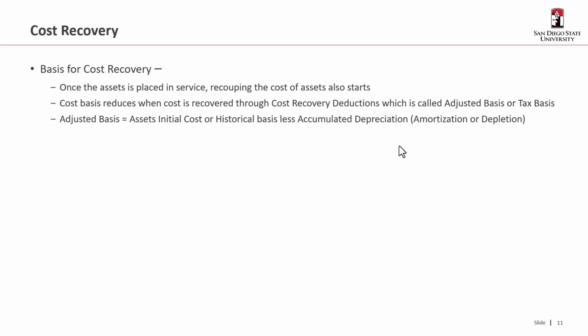So your basis is reduced through cost recovery. That's why we often use the term adjusted basis, because we've adjusted the basis for any element of cost recovery we might have had. So adjusted basis is often its initial cost less accumulated depreciation or accumulated amortization or accumulated depletion.